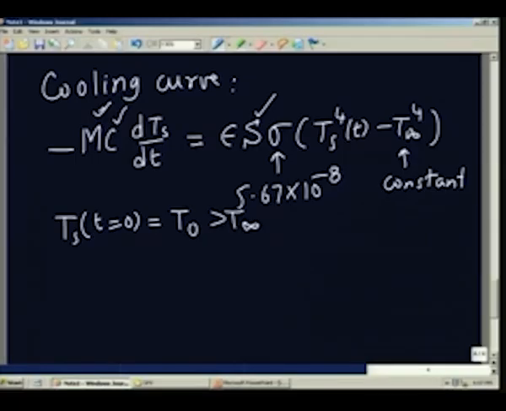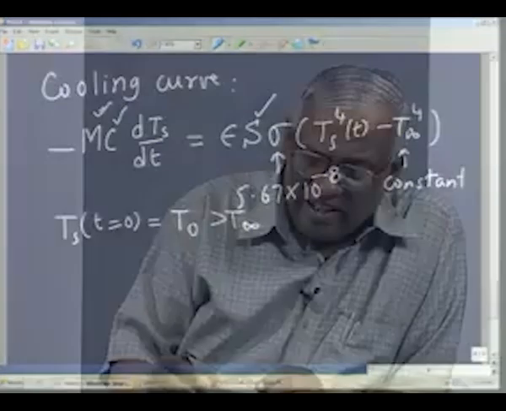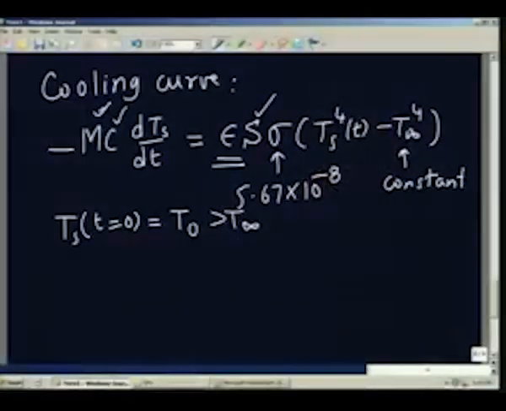When you integrate this equation, you will get the cooling curve. The cooling curve will have a characteristic which is dependent on the magnitude of epsilon. If epsilon is small, the cooling rate will be very small, so it will take a long time for it to cool down, and if epsilon is large, it will cool down more rapidly. Therefore, the temperature variation with respect to time has the information about the emissivity in that particular curve. The curve has a specific dependence on the emissivity of the surface.